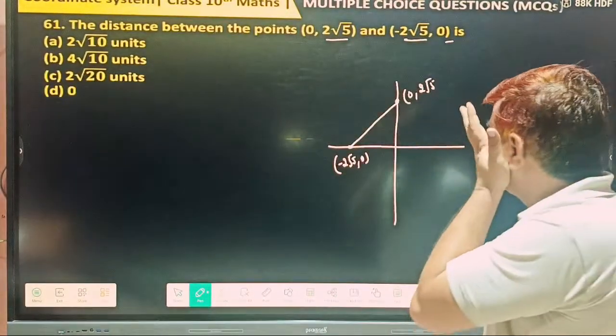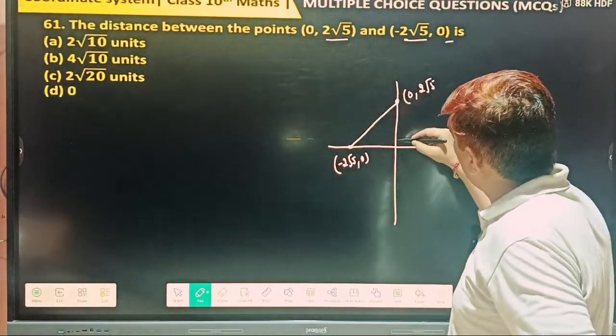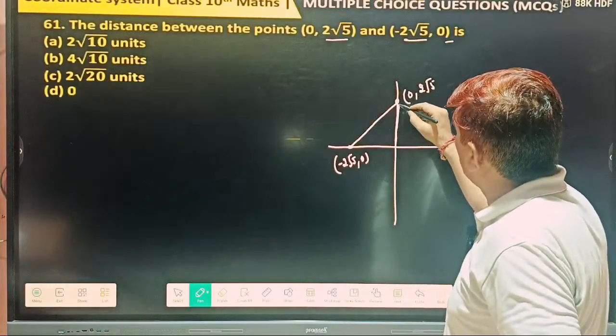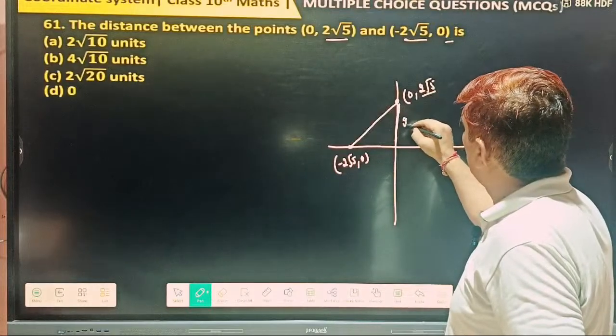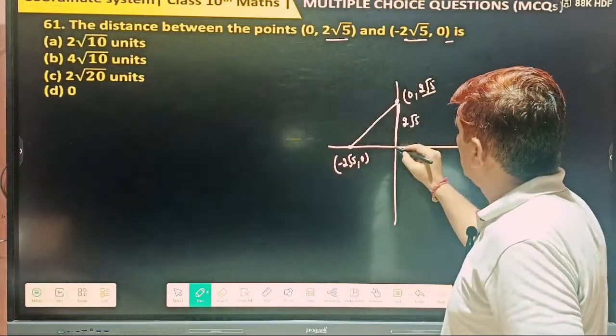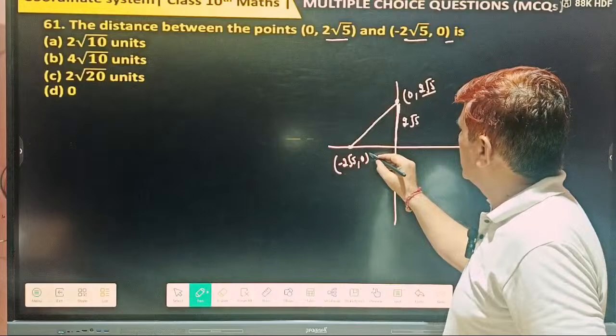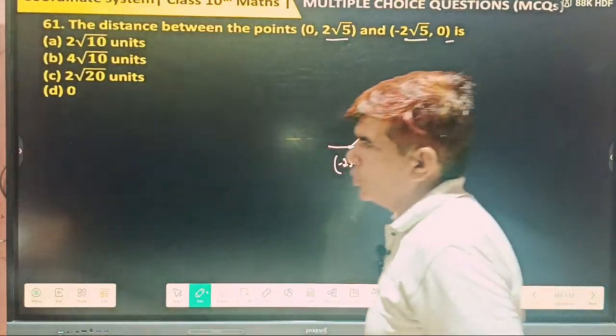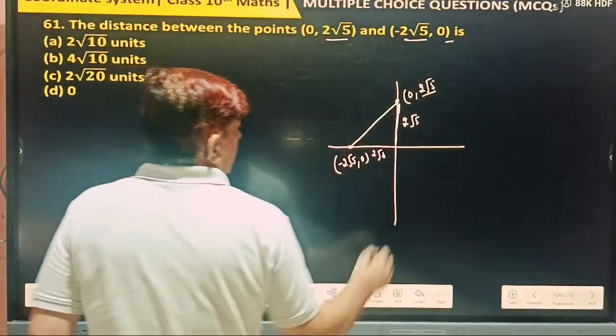What we have to find out? This distance. So this is how much? This is the distance from the x-axis, this 2√5. This distance from the y-axis, this also 2√5. This negative shows the negative direction.